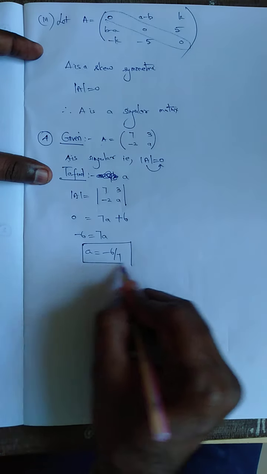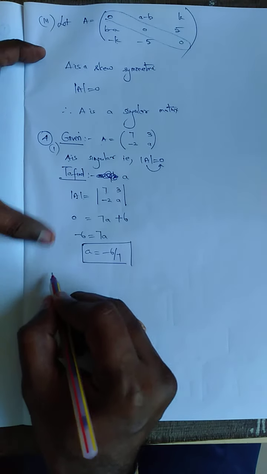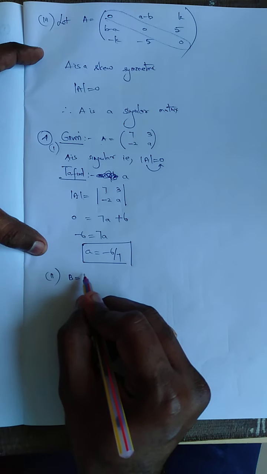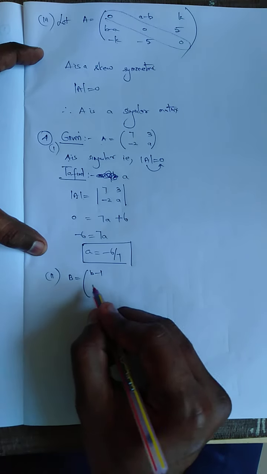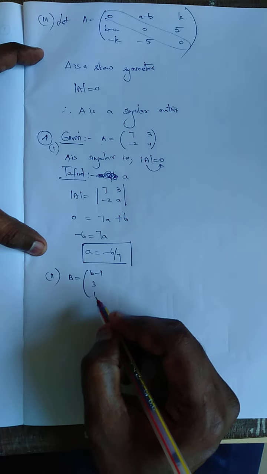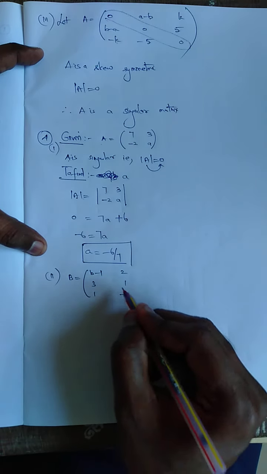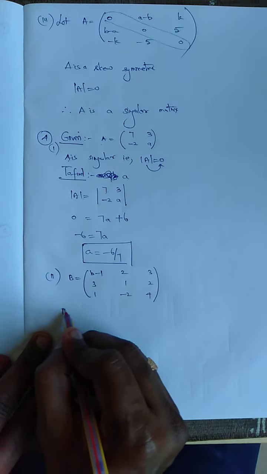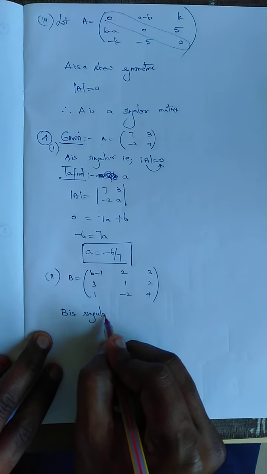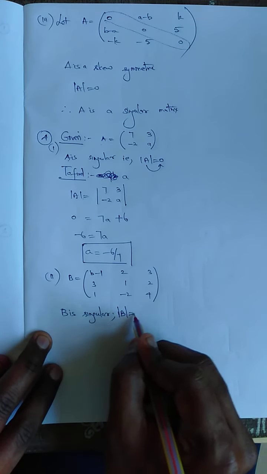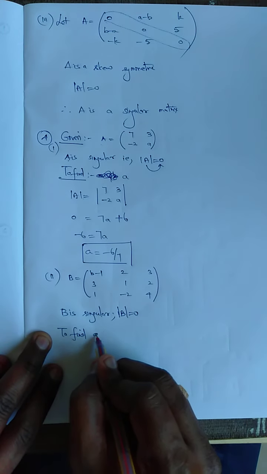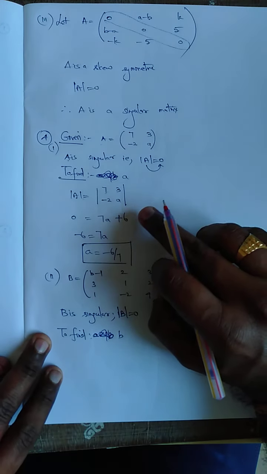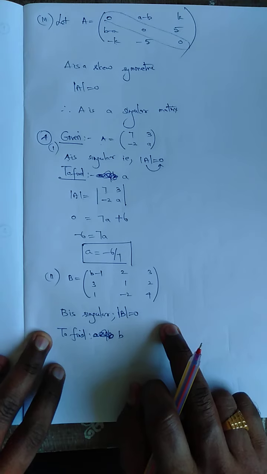So this is the required answer for this sum. Next we will prove, this is the first subdivision sum. Next I need to write the second subdivision. The second subdivision they given B matrix. B matrix is nothing but B, minus 1, 3, 1, 3, 1, 2, 1, minus 2, 2, 3, 4. They are given B is singular matrix, that is determinant of B is equal to 0, to find B. In previous matrix I need to find A, in this matrix I need to find B.